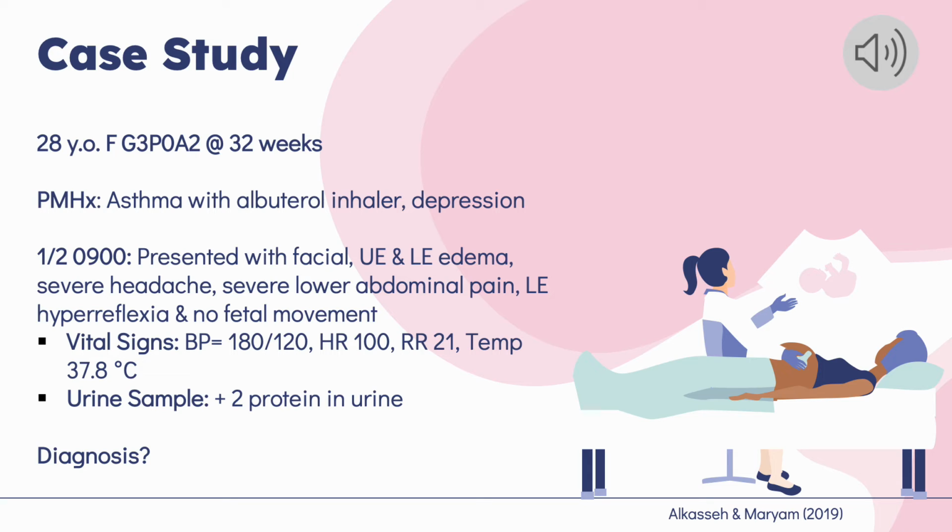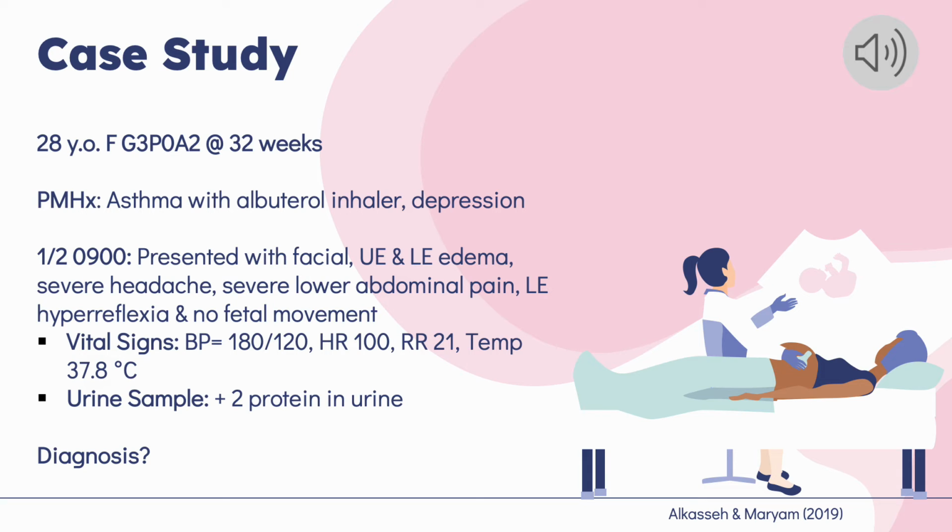So she came in on January 2nd at 9 a.m. and she presented with facial, upper extremity, and lower extremity edema, severe headache, severe lower abdominal pain, hyperreflexia, and she had no fetal movement. Her blood pressure was 180/120, heart rate was 100, respiratory rate was 21, and temperature was 37.8 degrees Celsius, and they found +2 protein in the urine.